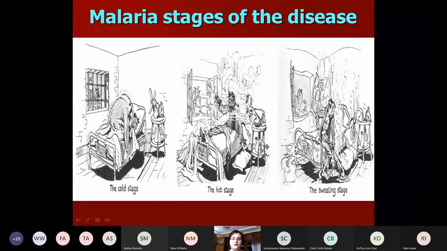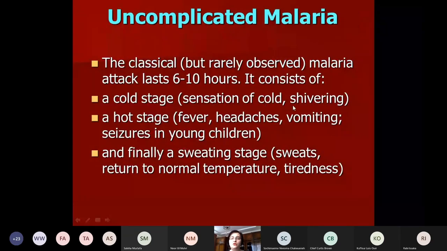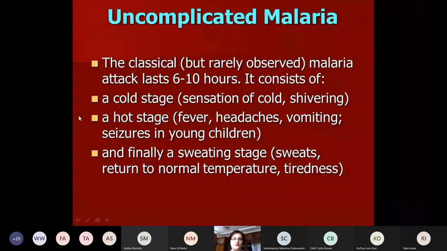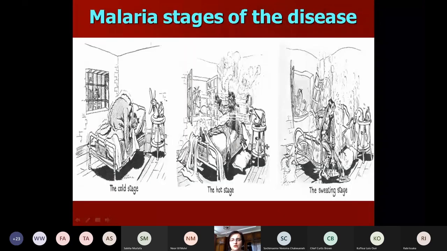The cold stage: feeling cold, shivering. You see, the person puts on everything that's present in the room. The second, hot stage: fever, headaches, vomiting, and seizures in young children. The person takes off everything, opens all windows, takes ventilators, and still feels hot.